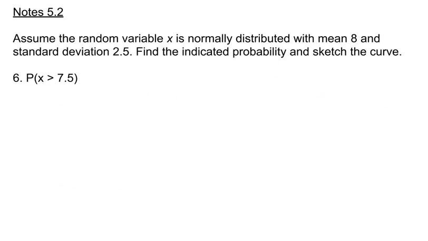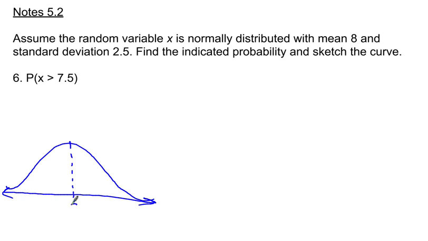On practice problem number 6, we're looking at the probability that the data value is greater than 7.5. So on our normal curve, again, the mean is 8. 7.5 is right up here near 8. And we want greater than 7.5, so we're looking to the right.